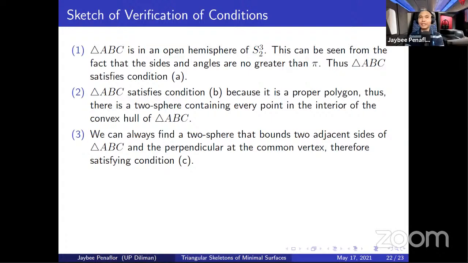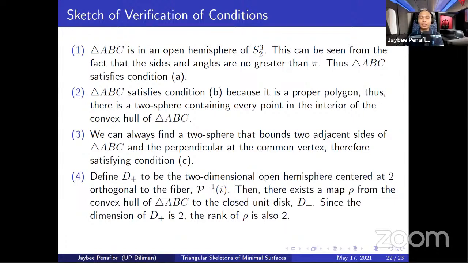The fourth condition is actually a lengthy one to prove. And we do it this way. We actually define D plus to be the 2-dimensional open hemisphere, this time centered at the point 2. The point 2, as we recall, is in S32. And this open hemisphere, rather, is orthogonal to the fiber at P inverse I. Remember that P inverse I is also in S32. So the fiber P inverse I is in S32.